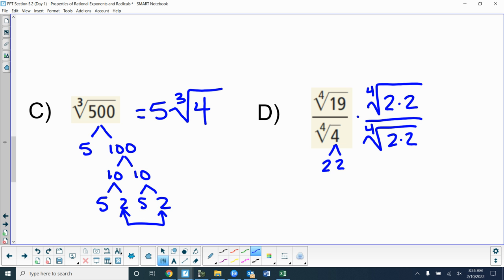And whatever I do to the bottom, I also have to do to the top. And you guys know 2 times 2 is what? 4. So what's 4 times 19? 76. Thank you. What's the bottom going to be?